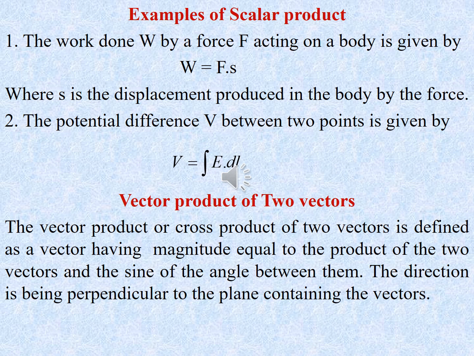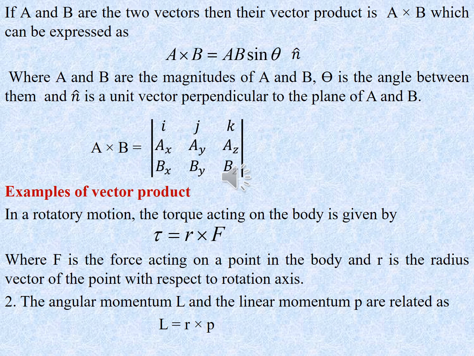Next one, vector product of two vectors. This can be simply known as a cross product of the two vectors. Here the magnitude is equal to the product of the two vectors and the sine of the angle between them. The direction is perpendicular to the plane containing the vectors. Let's consider A and B are the two vectors, then their vector product can be written like this: A cross B is equal to AB sin theta into n cap.